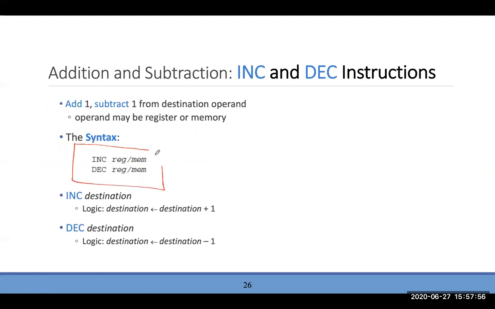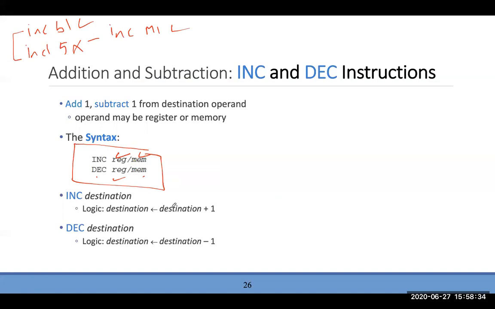So this is increment and decrement, and this is the syntax. You could increment a register or memory, or decrement a register or memory. The immediate cannot be used. You cannot say, let's say, increment 5. This is not allowed. You're either going to say increment BL or AL, or increment a memory operand. Whatever applies to increment applies to decrement as well.